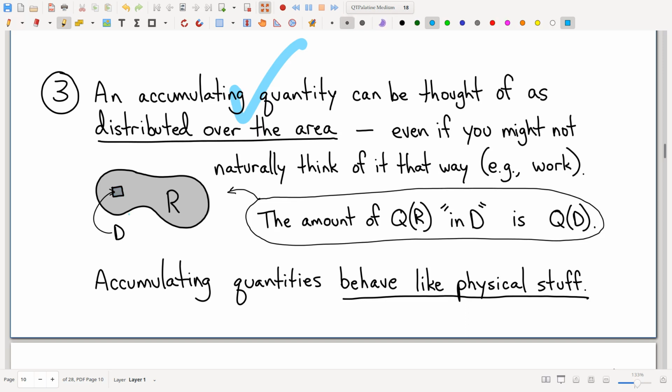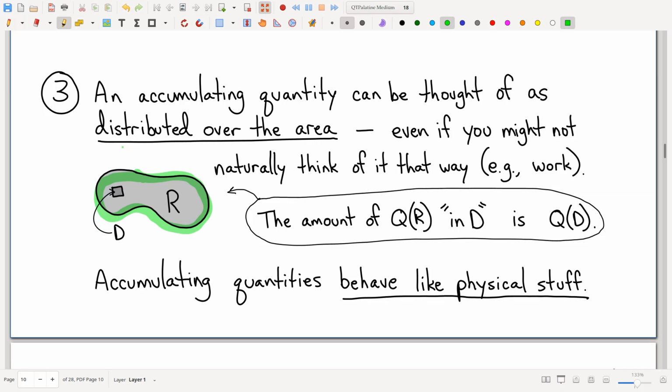A related idea. Let's suppose that this is a flower garden, and I've got to weed the flower garden. The question I want to ask is, how much time will it take me to weed that flower garden? Well, if I add up the amounts of time it takes me to weed each individual region, I would get the total amount of time it would take me to weed the whole garden.